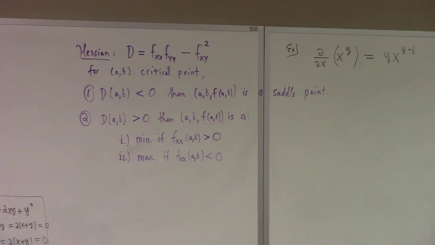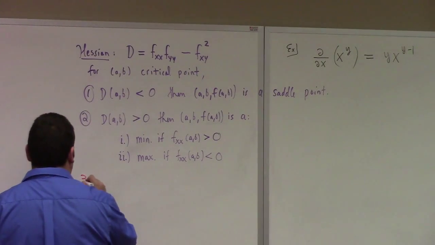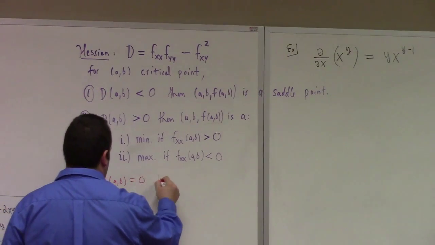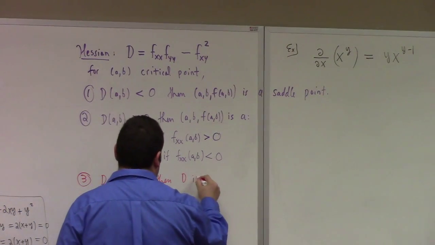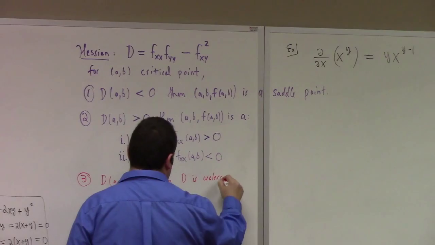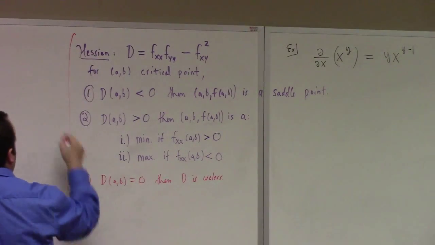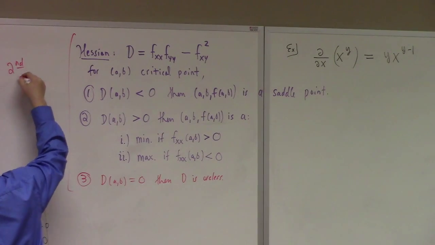There's a case 3 overall that I can write here. I don't really have to write it, but I'll write it just for the sake of telling you how the story goes. If D of a comma b is equal to 0, then D is useless. So this altogether is our beloved second derivative test.